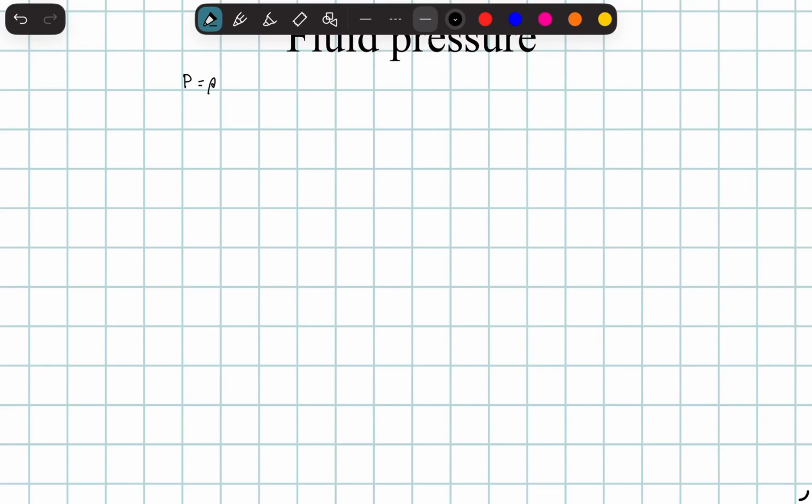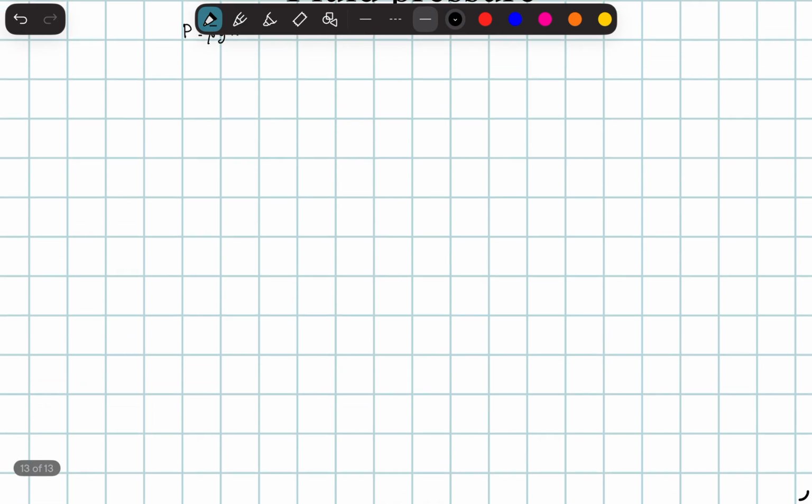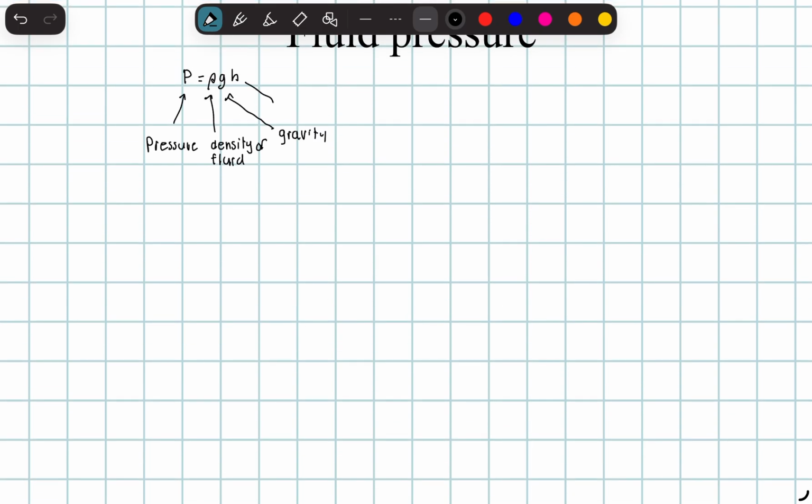In this video, we're going to be going over fluid pressure. The most important formula in fluid pressure is P is equal to rho times g times h. P is pressure. Rho is the density of your fluid. g is your gravity. h is your vertical depth below the surface.